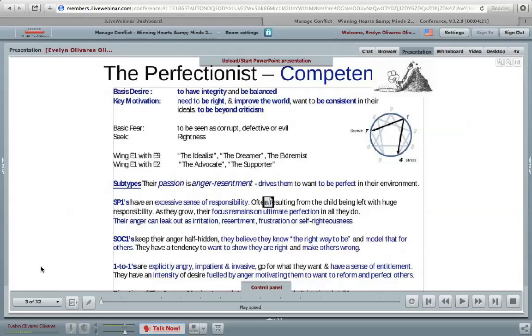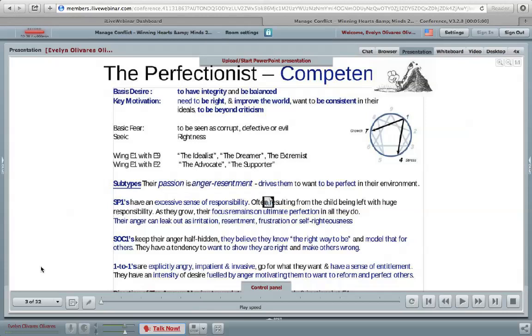The perfectionist you've already seen in Patrick's video. Just to confirm and reinforce your learning, the perfectionist is someone with a basic desire to have integrity and be balanced. Their motivation is they have a need to be right and to improve the world, and they want to be consistent in their ideals and to be beyond criticism. Their basic fear in life is that they will be seen as corrupt or defective or evil. They seek rightness. It must be right, it must be correct, it must be by the book.